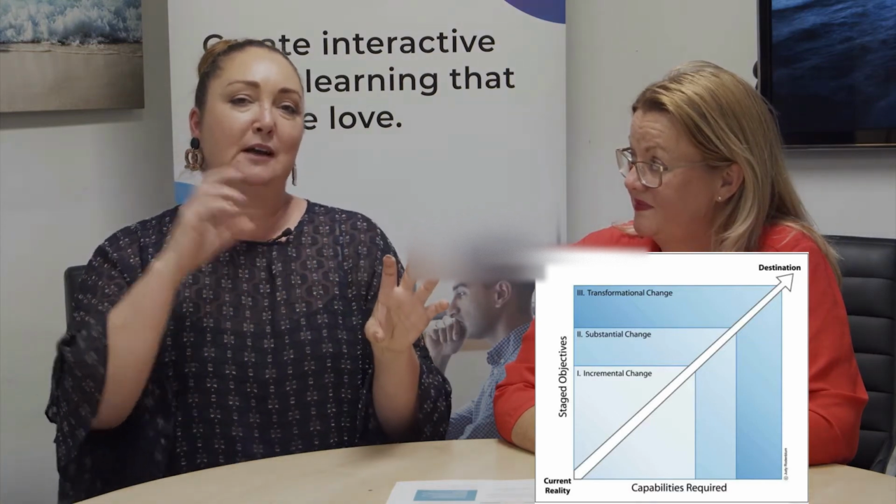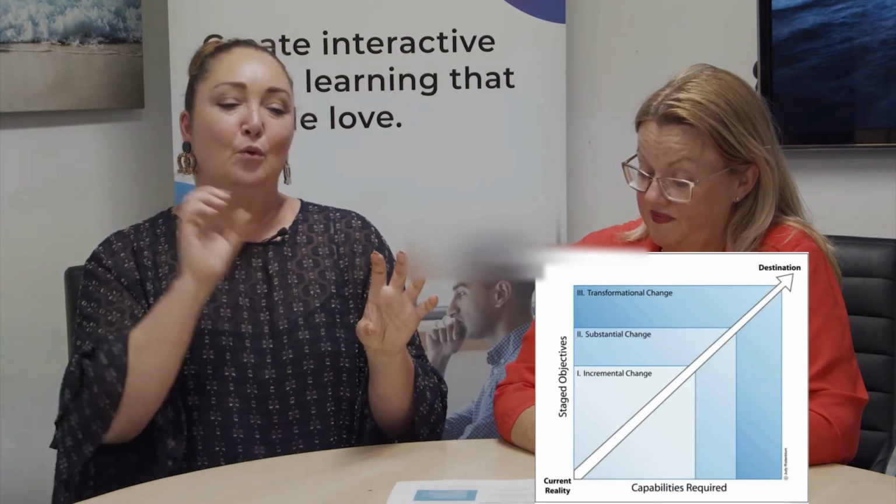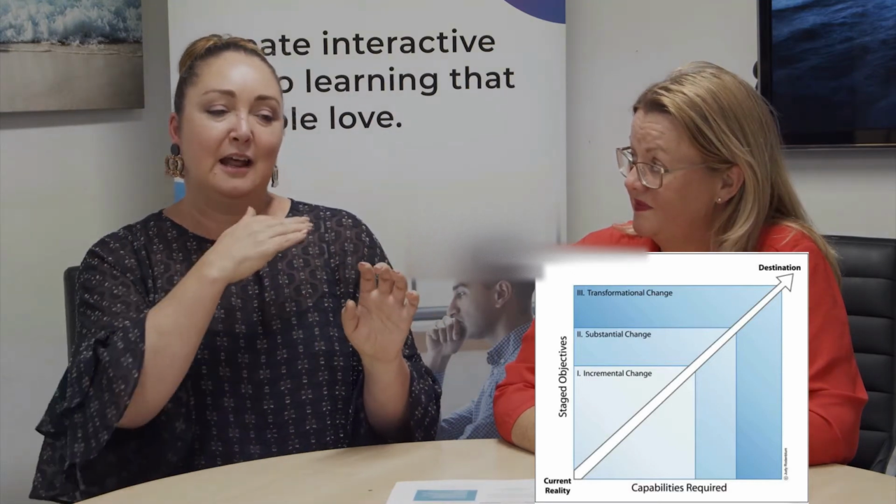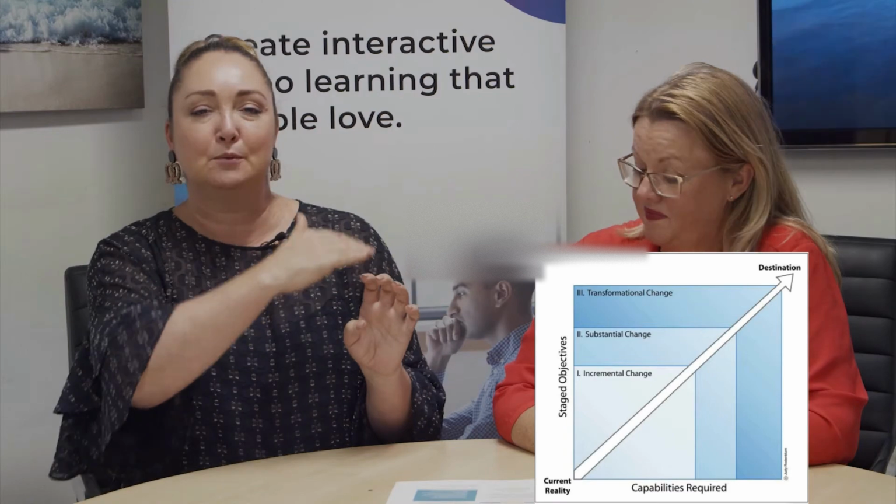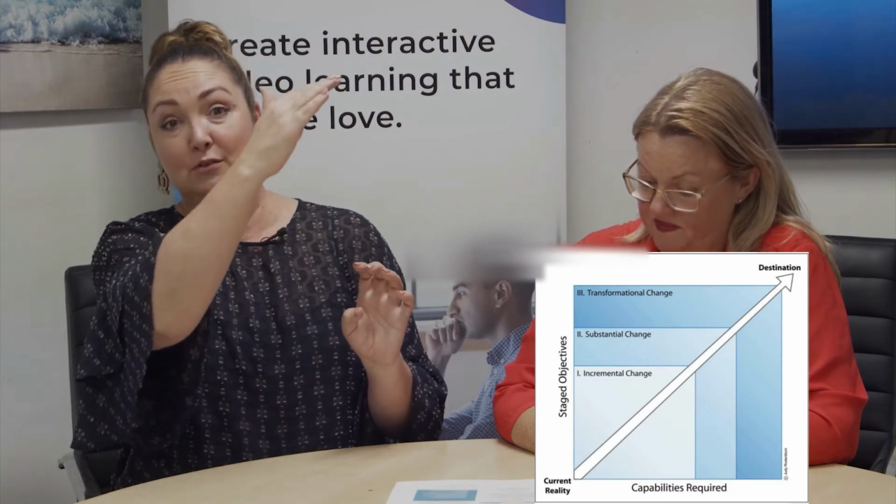So what is the gap between the current reality and the destination? What do you require to get there? And how are you going to measure it? So what are the staged objectives to be able to know that you're on your way?